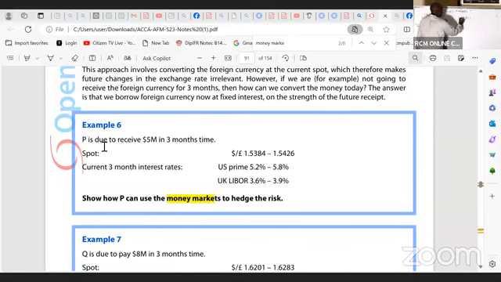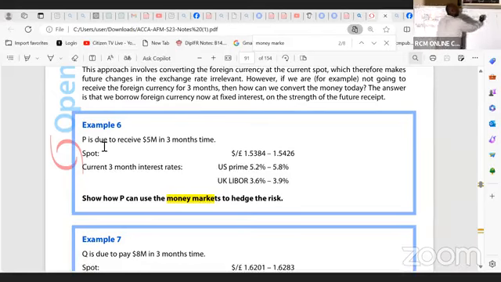15,384, all with a decimal there, of course, all the way to 15,426, decimal like that. And remember, these are in the form of what here? Dollars per pound.